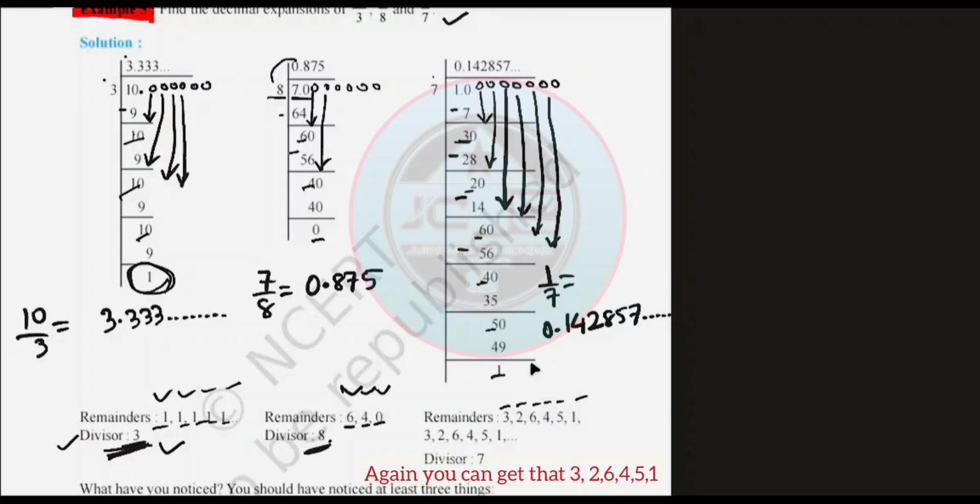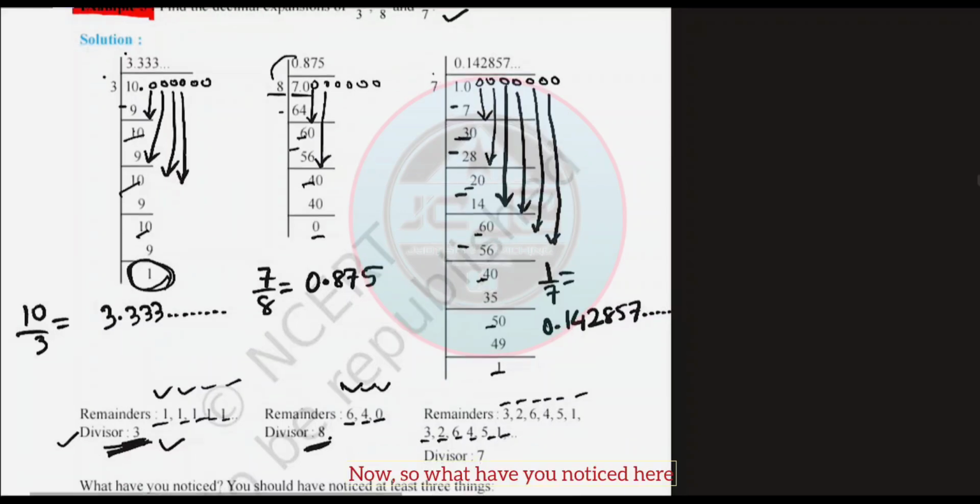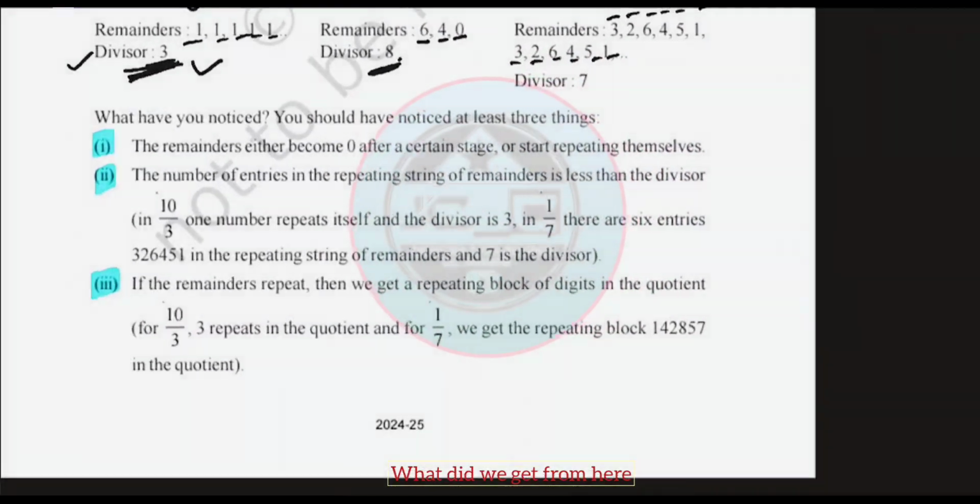Again you can get that 3, 2, 6, 4, 5, 1. If you continue doing that, then you could get these numbers again and again. As many times as you do, you will get the same things repeatedly, right? Now, what have we noticed here? What did we get from here?